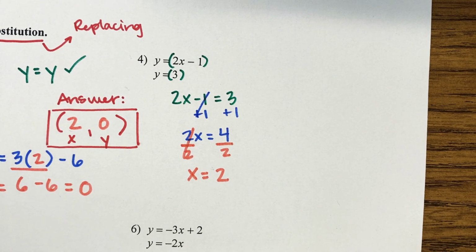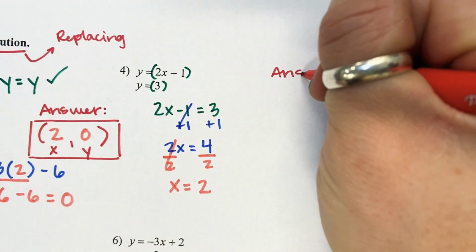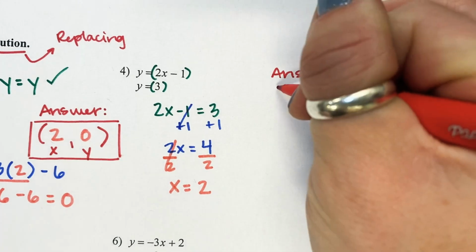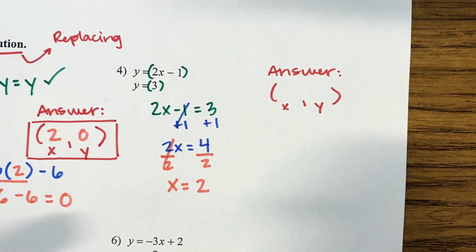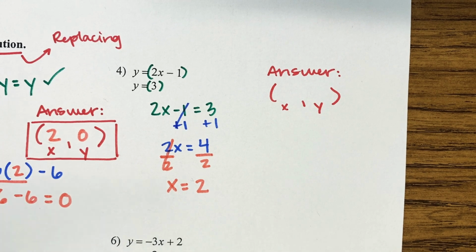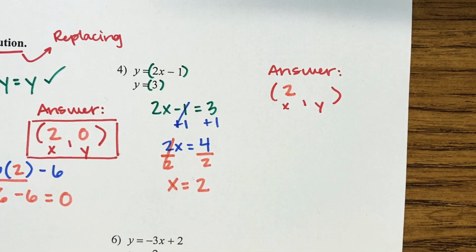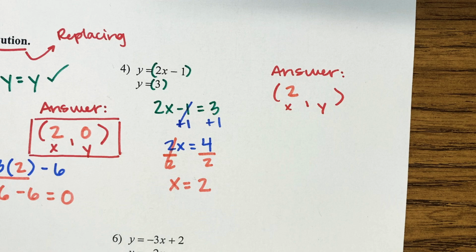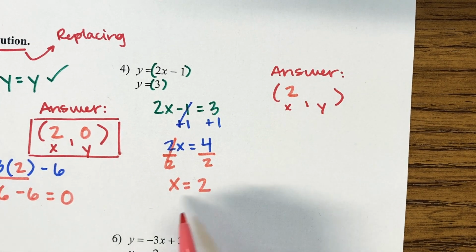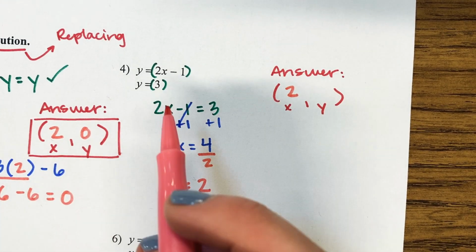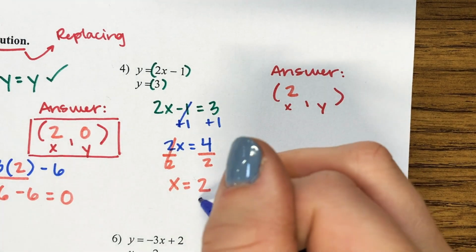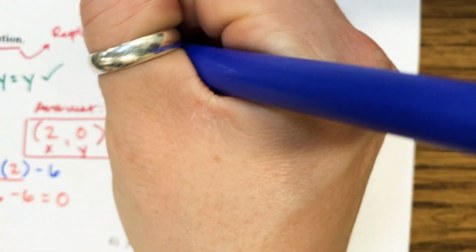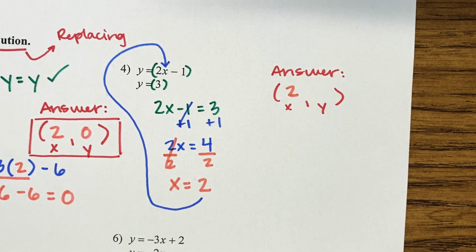Okay, so we know that in our answer up here, it's always written as x, comma, y. Well, we found our x spot. We found that x is 2. Okay, so now we're going to substitute 2 where we see an x. So I'm going to take this 2 and plug it in right where I see that x.